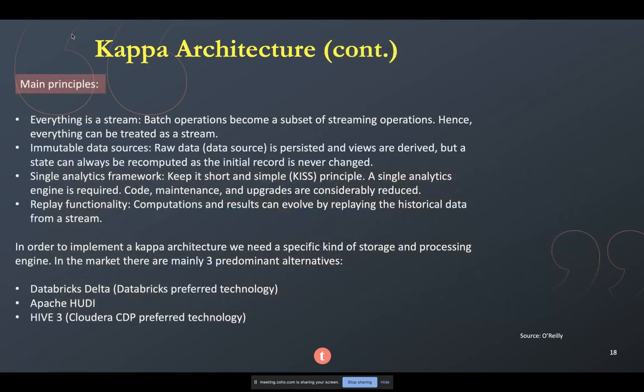So basically, the main principle of the Kappa architecture is that everything is a stream. Okay, and so actually batch operations are simply, let's say, slow streaming operations. Forgive me the simplification. We are talking about immutable data sources. So the raw data is persisted.